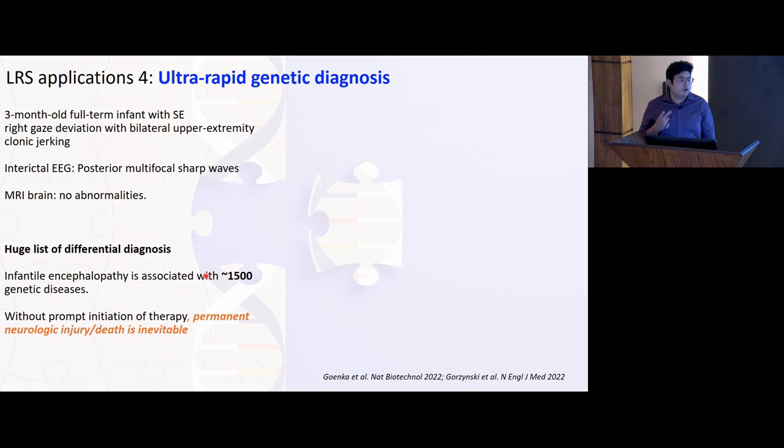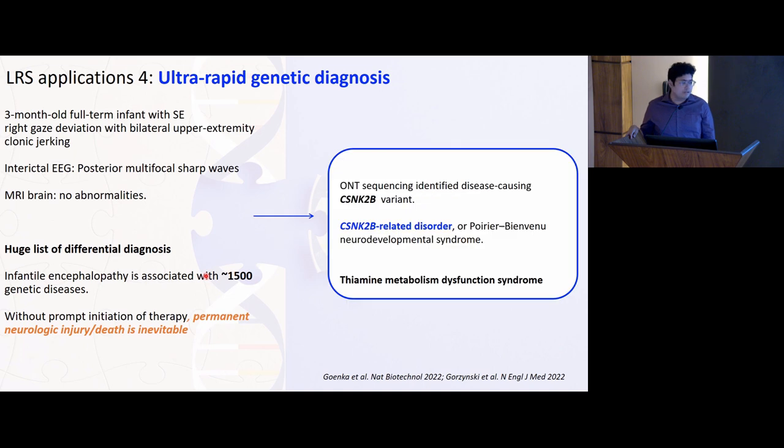Coming to one of the problems that we started with, what happened to this child? This was a 3-month-old child. She was subjected to Oxford Nanopore sequencing and they could pick up a CSNK2B variant within 7 hours.